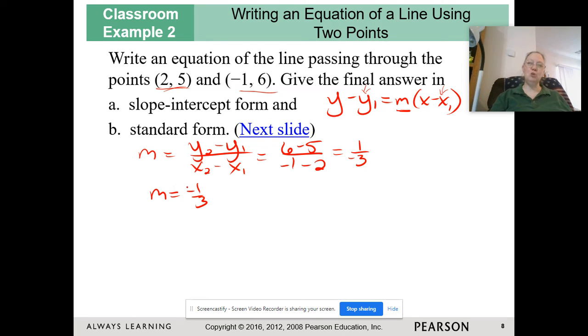But if we can choose either one, we generally pick the easier one, whichever one that looks easier to you. If we have positive numbers, that's generally easier. If we have smaller numbers, that's generally easier. So this has a negative, so I will probably pick this point to use in my formula. But it doesn't matter. You will get the same answer regardless, assuming you do your math correctly. So we're going to subtract our y value, which is 5. We are going to substitute in our m, x minus our x value of 2. We're going to simplify this.